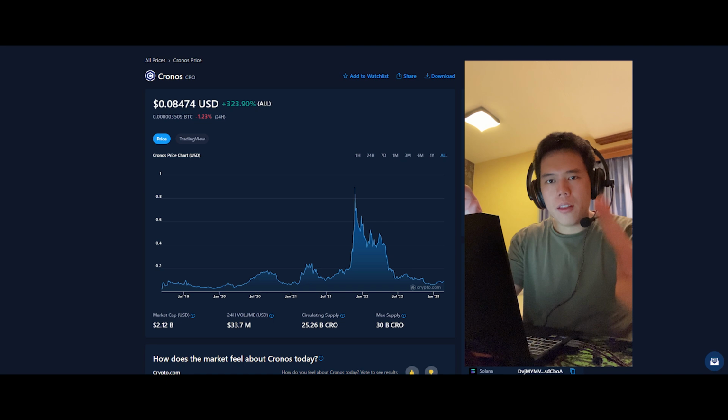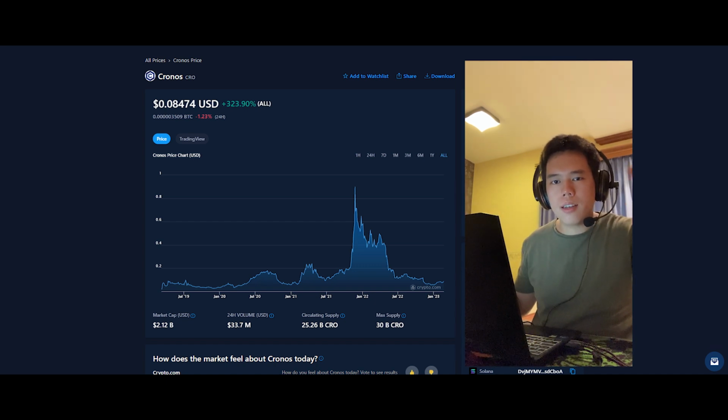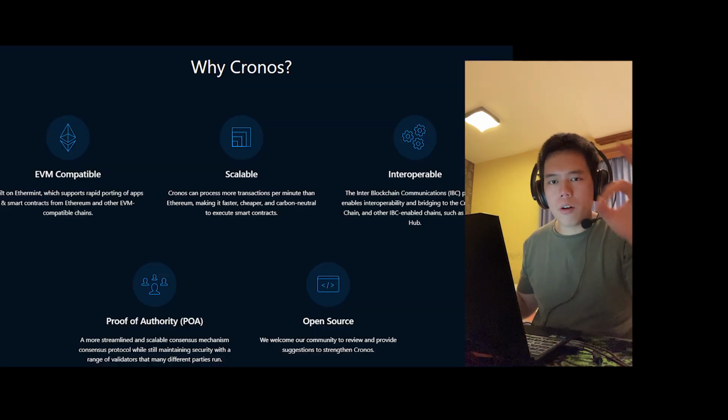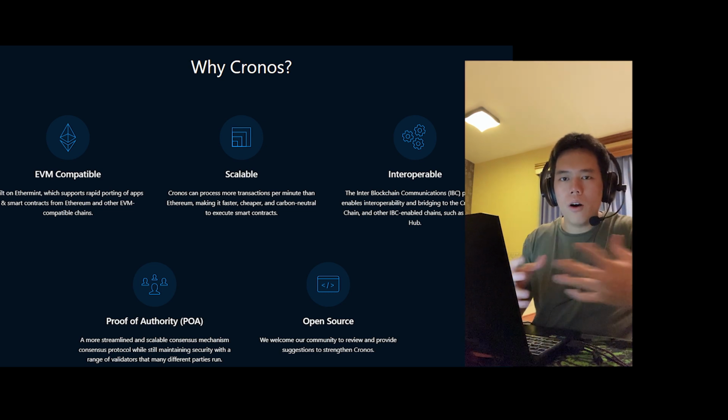And the fourth reason why I believe CRO will reach $3 in price in 2025 is because I believe that the Cronos chain is something that is absolutely special. And let me show you what I'm talking about. When it comes to the Cronos chain, it's a blockchain that's open source, it's EVM compatible, it's scalable, and it's interoperable all at the same time.